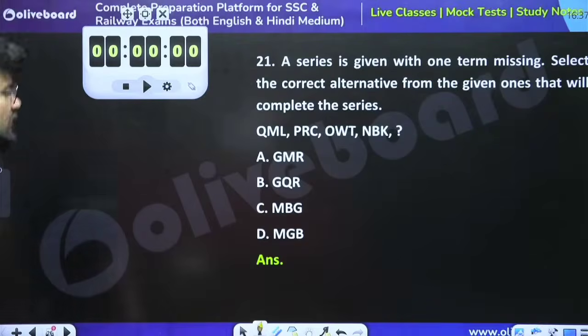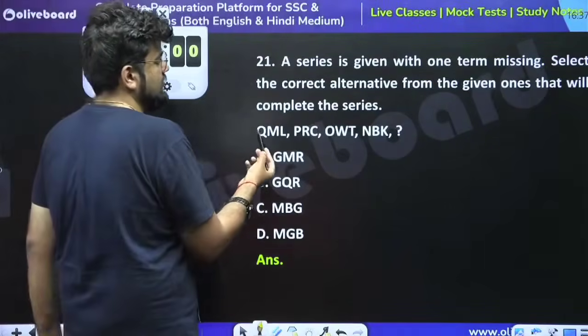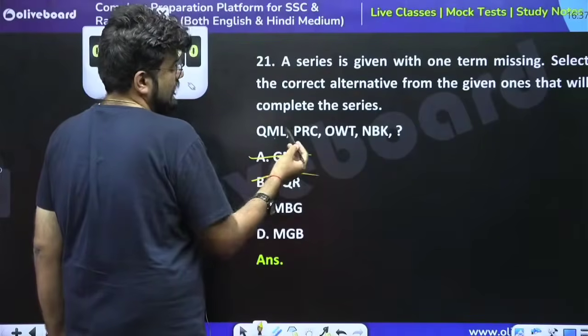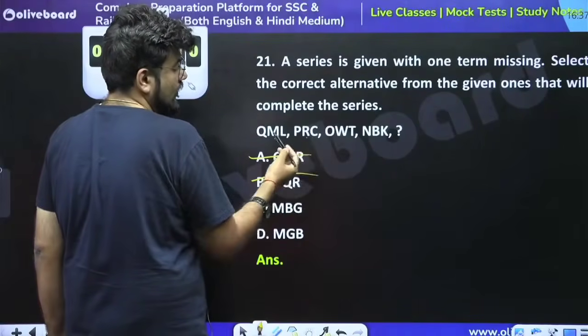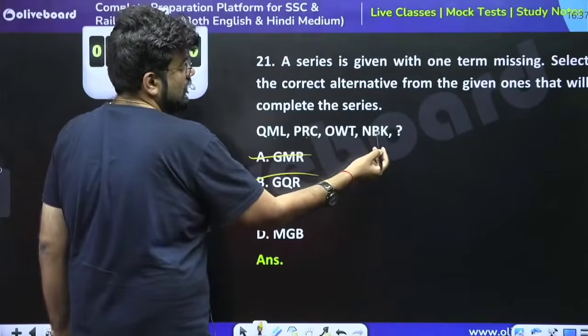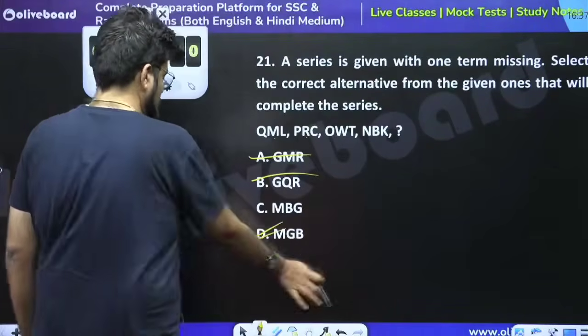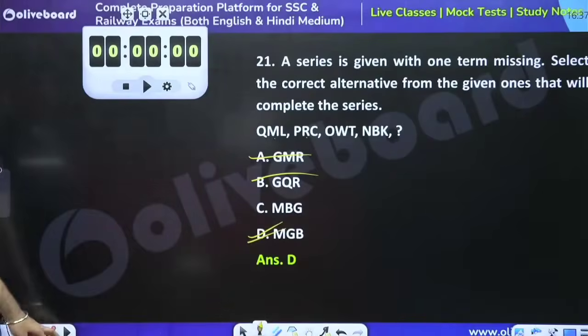Correct. So what is happening? The first letter is clear here: 17, 16, 15, 14, 13. So we are starting with M. Second letter is 13, 18, 23. Now what is happening? Plus 5, 28, plus 5. So 2 plus 5 is 7. So we have G in the middle. So option D is the right answer. Next.